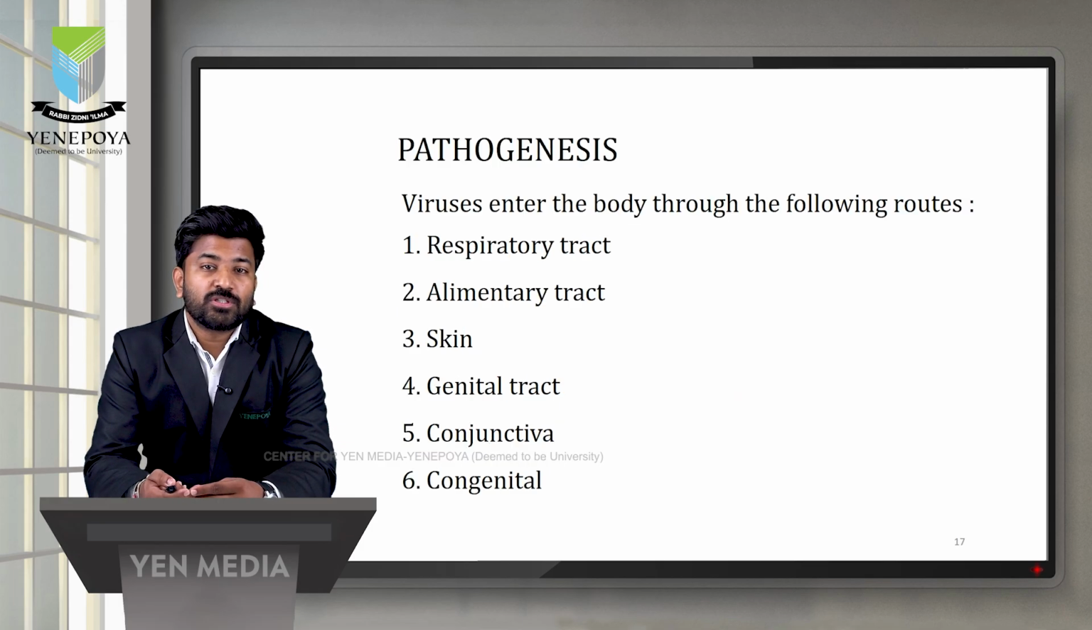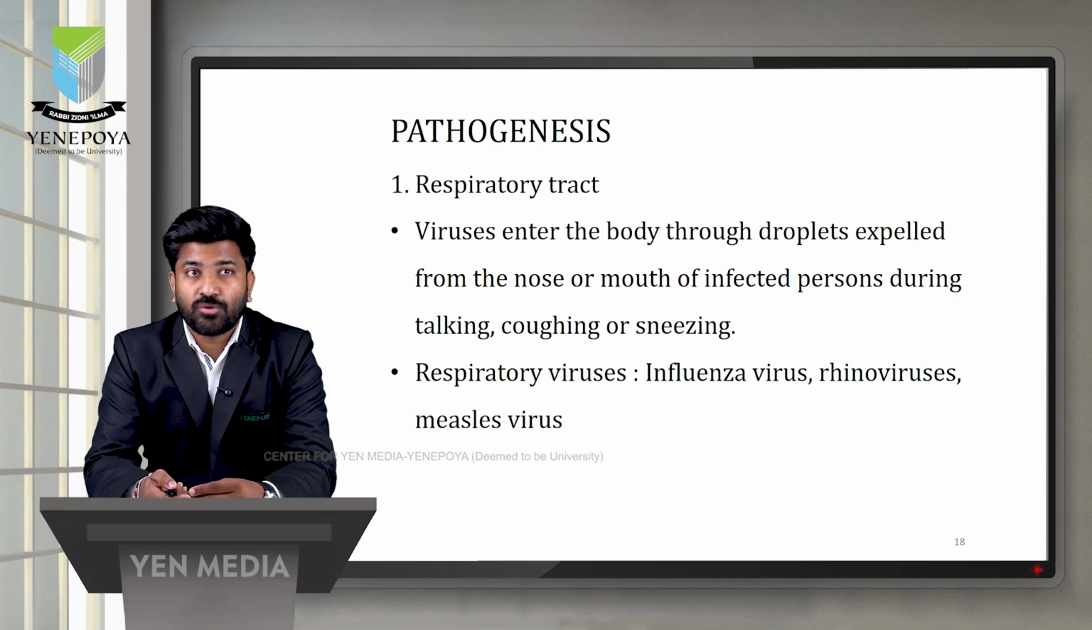Moving on to the pathogenesis of the viral infections, viruses enter through various regions. We have the respiratory tract, the alimentary tract, the skin, the genital tract. They can enter through the conjunctiva, or they can also be transferred from mother to child, known as congenital. Now, let us look into each of them.